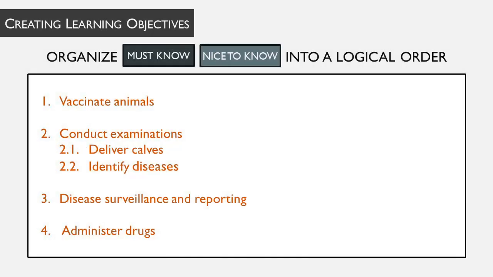Once we have decided what the participants must know, and perhaps what it would be nice for them to know, we can put those items into a logical order. In this example, we want to show prevention versus treatment. So we start with the vaccinations, then we move to the basics of conducting examinations of livestock, then to disease surveillance and reporting, and finally to administering of drugs.